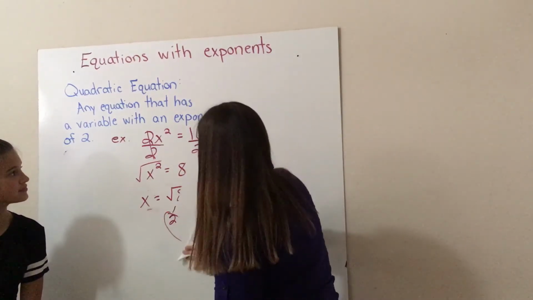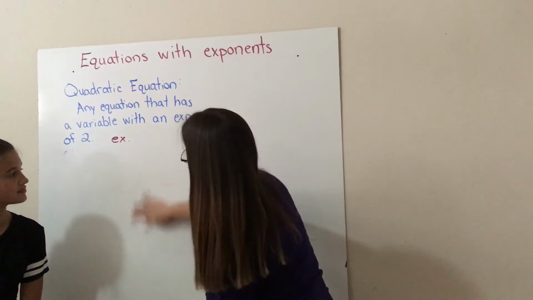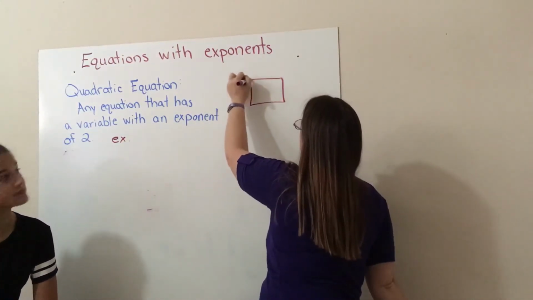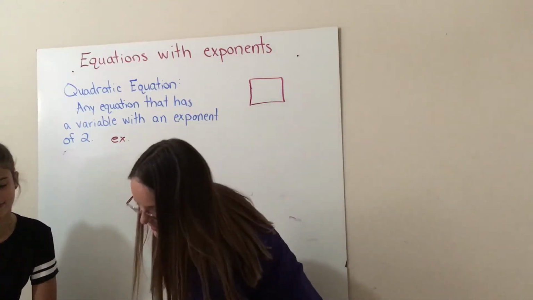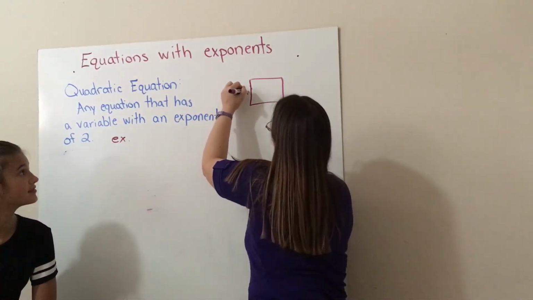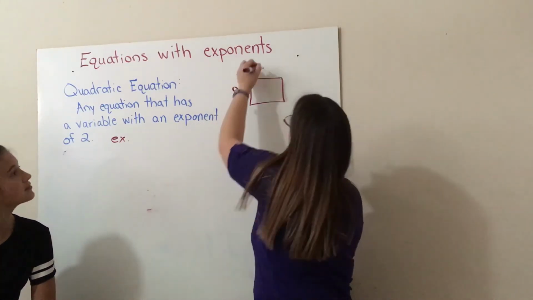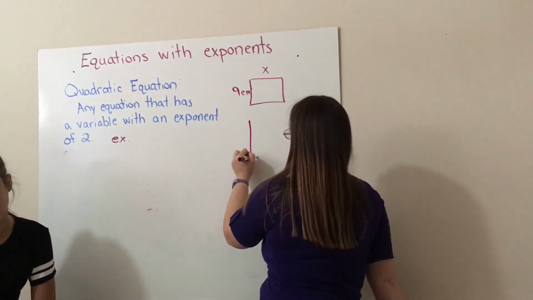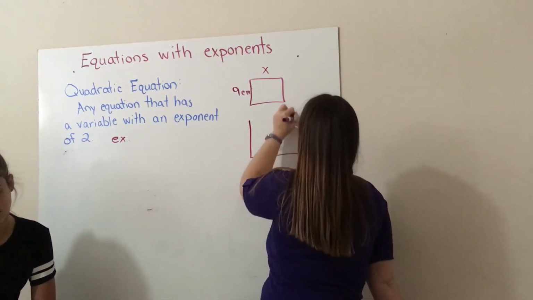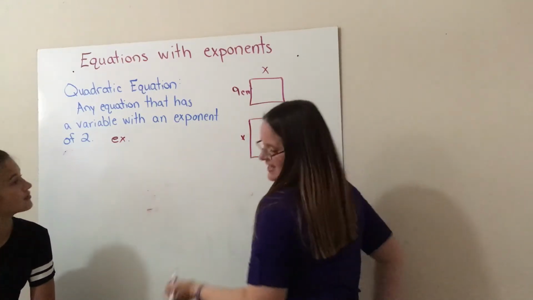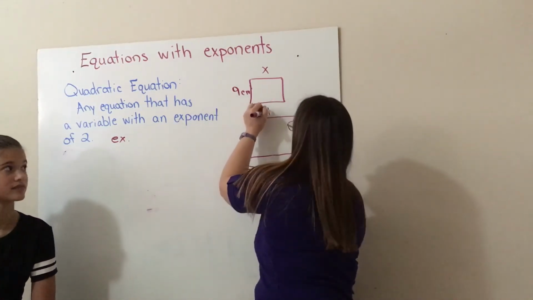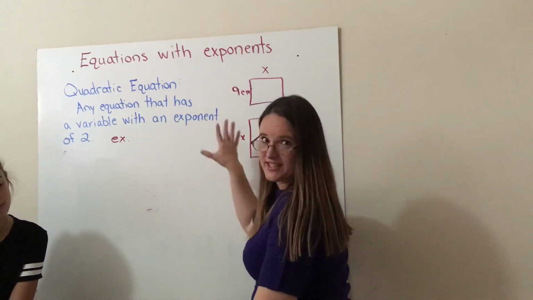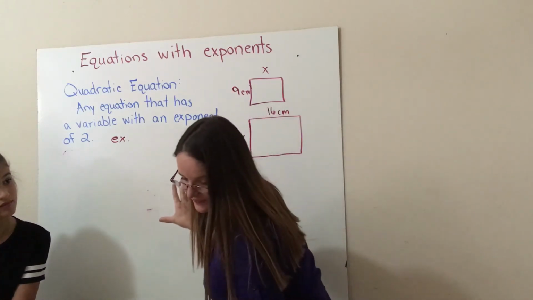Okay, for the next problem, we have a picture. So I have a rectangle over here with one side length of 9 centimeters and another side length of x. And then I have a second rectangle. In this case, this side length is x, and this side length is 16 centimeters. So they're telling us the two rectangles are similar.